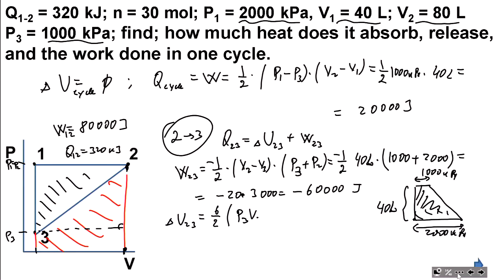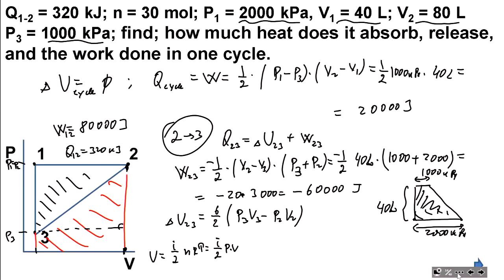P3 V3 minus P2 V2. This equation has been on a slide a couple of times before. We just never used it so far. What does it come from? It comes from the equation for internal energy, I over 2 nRT, which can be written as I over 2 pressure times volume. And that's it.